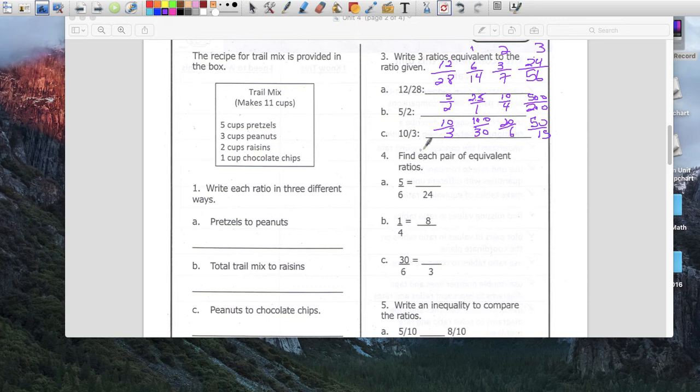Okay. Write each pair of equivalent ratios. We had a ratio 5 to 6. How did 6 become 24? Times 4. So here would be times 4 as well, which gives you 20. How did 1 become 8? Times 8, so 32. Again, you'll notice that I multiply top and bottom by the same factor. Here, we're actually scaling down. How does 6 become 3? Divide by 2. And I'm going to divide this by 2 as well. It gives me 15/3.